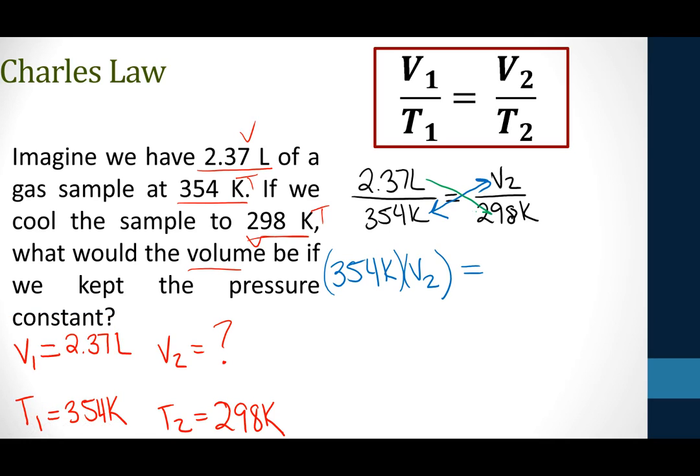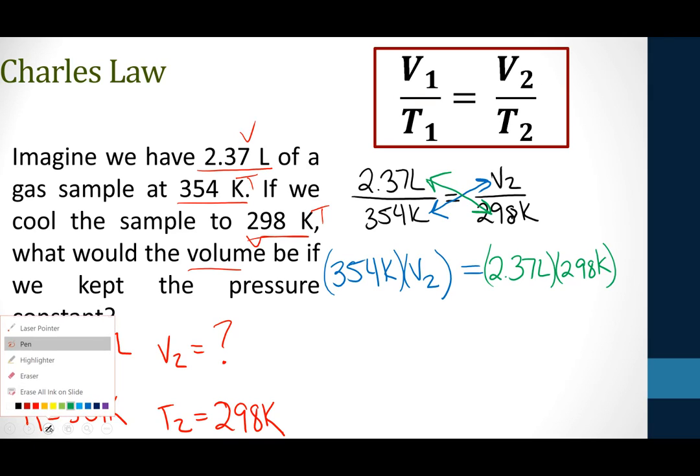And that's going to be equal to multiplying on the other diagonal. So the other diagonal is going to be this guy right here. So we would take 2.37 liters and multiply that by 298 Kelvin. So by cross multiplying, what that does is it very quickly gets rid of fractions. I don't like fractions. And it puts us into something that looks very similar to Boyle's law.